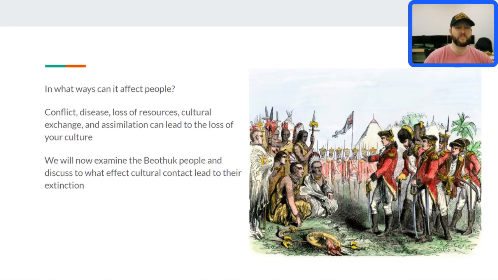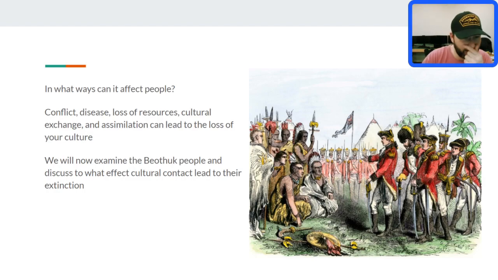Okay, so what ways can it affect people? For these people specifically, we had conflict, right? When the Europeans came and said, we're gonna run things like we run them, the Aboriginals ultimately said no, right? So it created a conflict where you had wars, you had violence. They also say the Europeans brought disease with them, right? Very impoverished nations in Europe had all kinds of different ailments that, again, it was said they brought over to our people. So loss of resources, having to share those resources, culturally exchanging your goods, your knowledge, your information, and then ultimately assimilating, right? Assimilation can lead to the loss of your culture, saying, hey, we want you to be just like us.